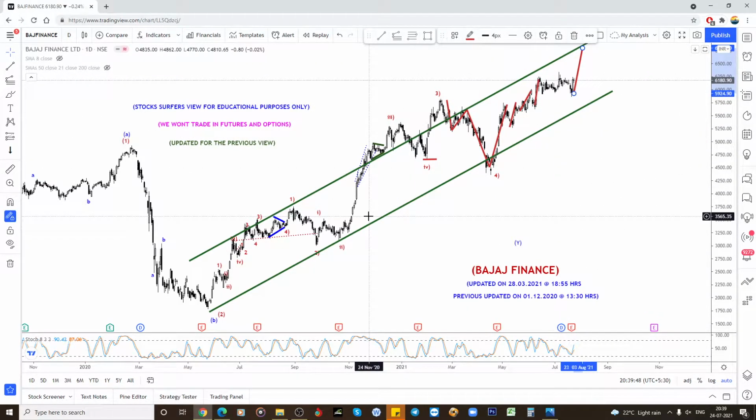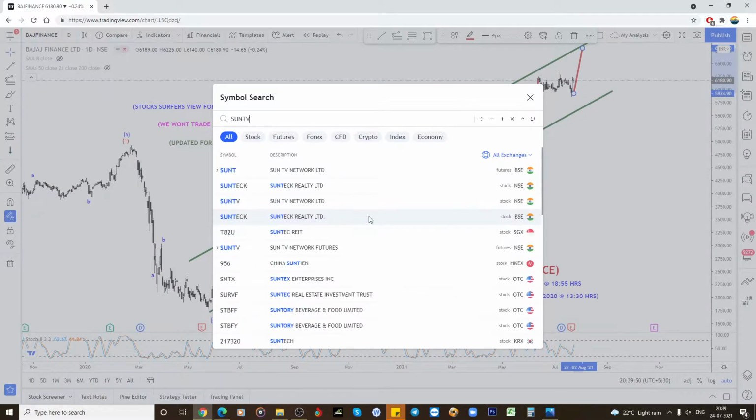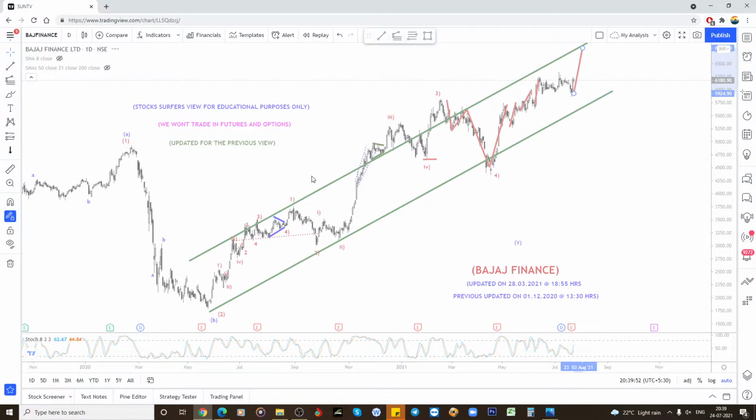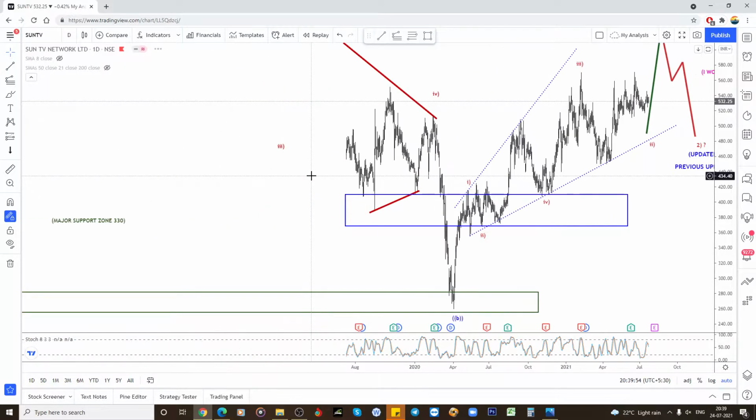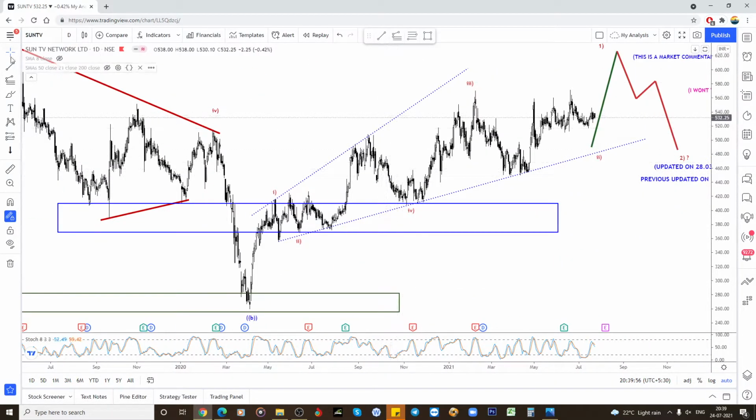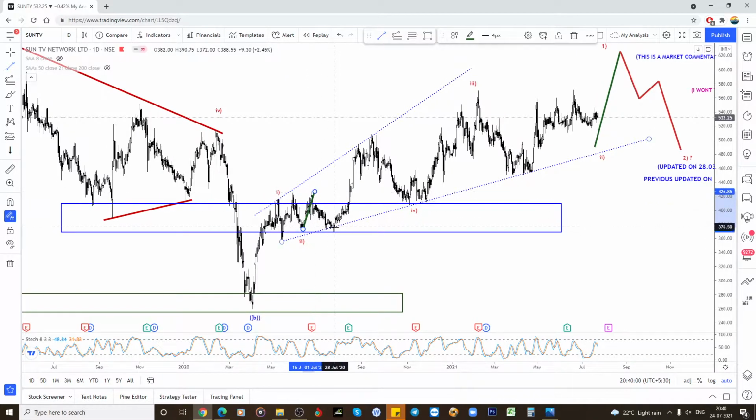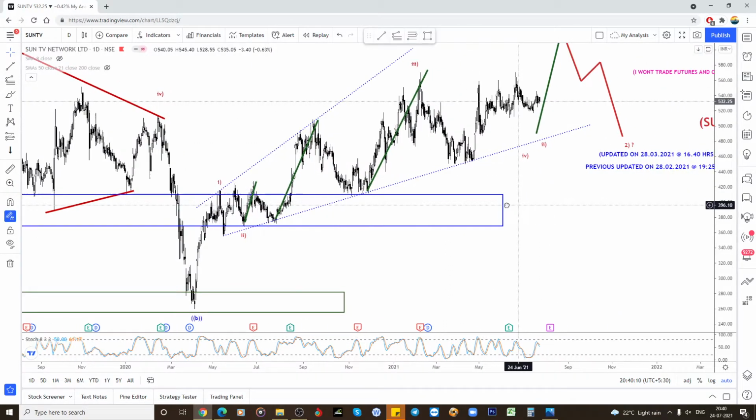So next is Sun TV. The same plan, we will stick to that. It looks like 1, 2, 3, 4 and 5. So this could be 1, 2, 3. This could be the fourth wave, or it is going to complete.